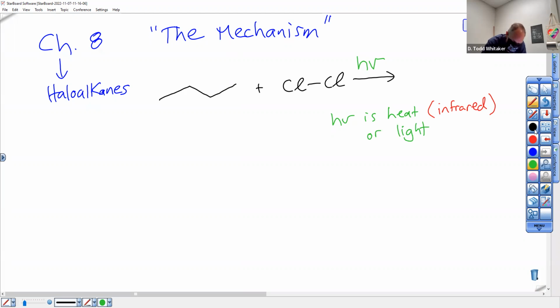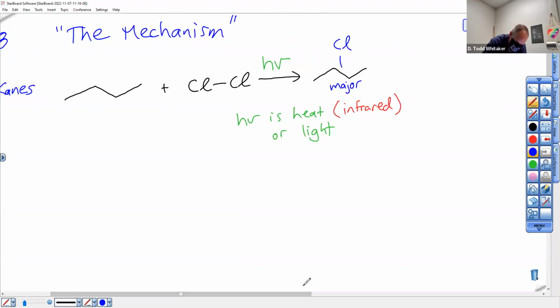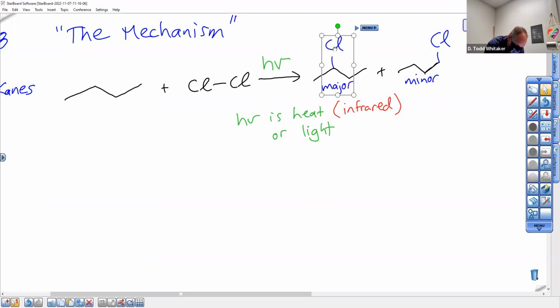And what happens is you'll get this as major. Any surprise that that's major and this one is minor? I bet there's no surprise. Although we're not talking about an alkene reaction, right? It seems to be a substitution issue, doesn't it? The Markovnikov one, I didn't move the Cl. There we go. Okay.